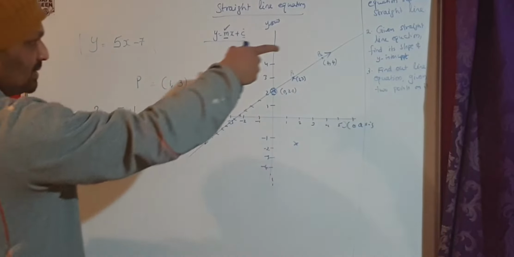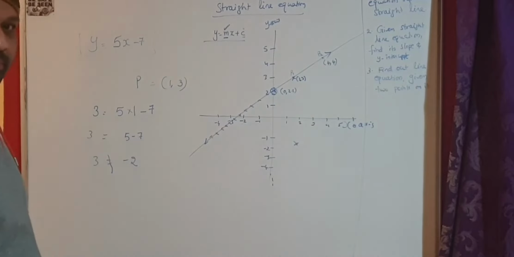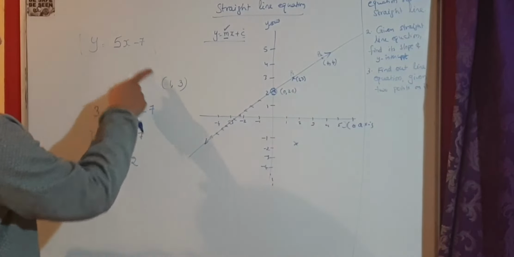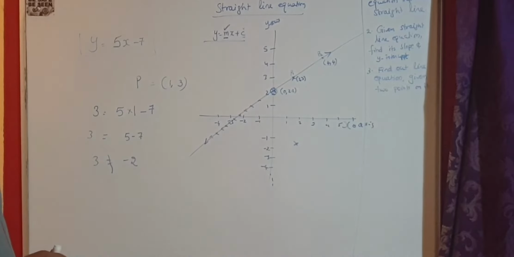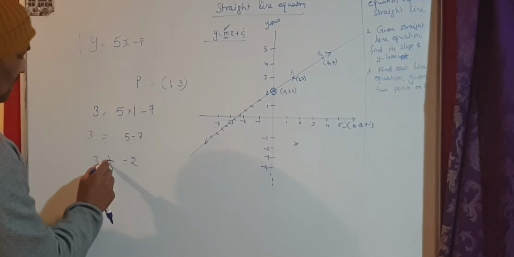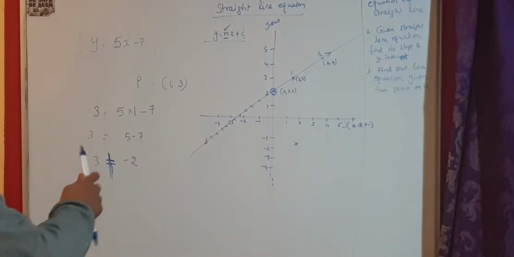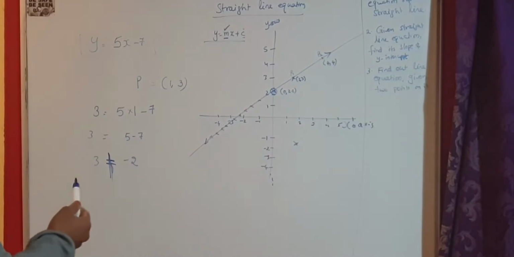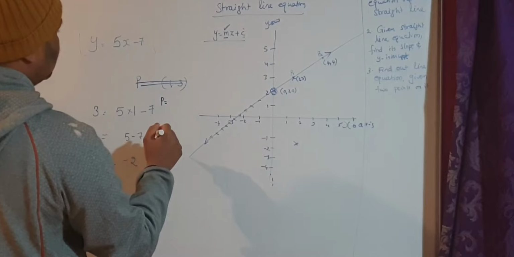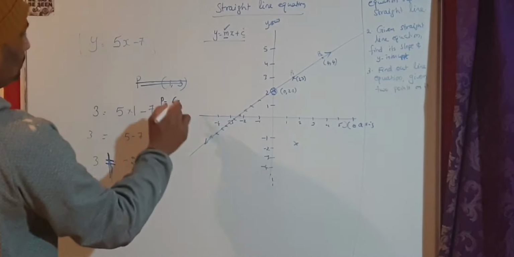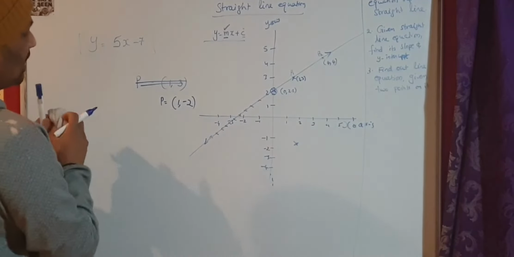This is an equation which represents some straight line, and this point does not lie on it, because when you substitute x with 1 and y with 3, the equation is not satisfied. The equality sign is broken. That's why this point does not lie on this line. So you pick up some other point. For example, I picked another point, x is equal to 1, y is equal to minus 2. Let's again calculate and see whether this point lies on this straight line or not.